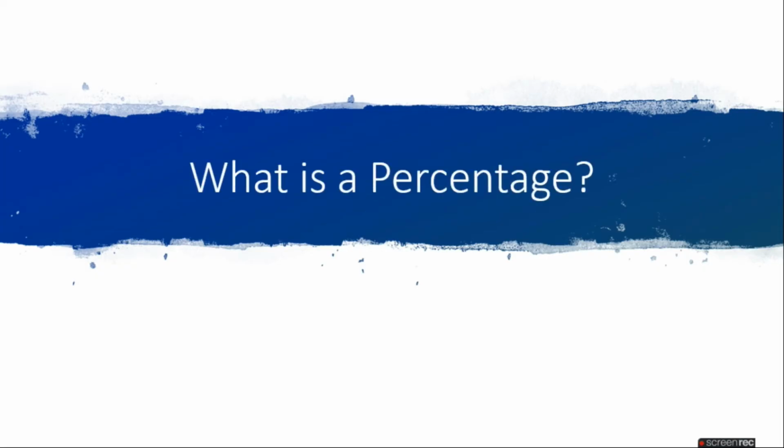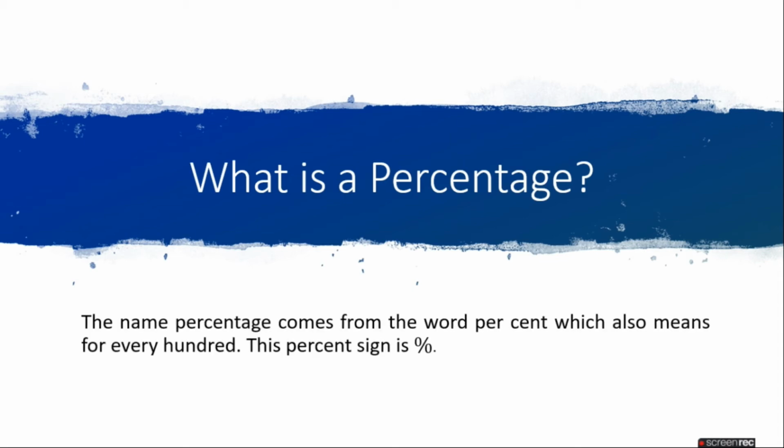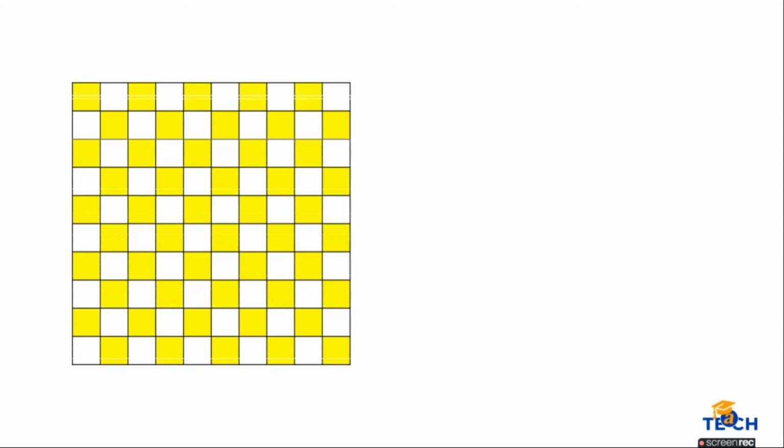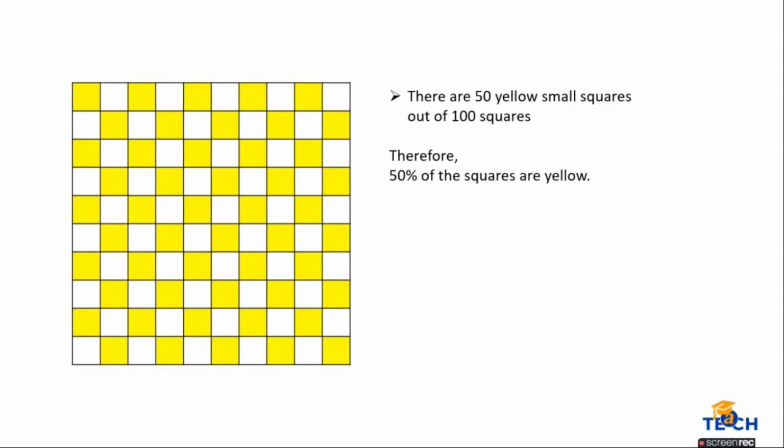So what is a percentage? The name percentage comes from the word percent, which also means for every 100. The percent sign is this. Now let's have an example. So we have here 100 squares, and also we have here 50 yellow squares. There are 50 yellow small squares out of 100 squares. Therefore, 50% of the squares are yellow.